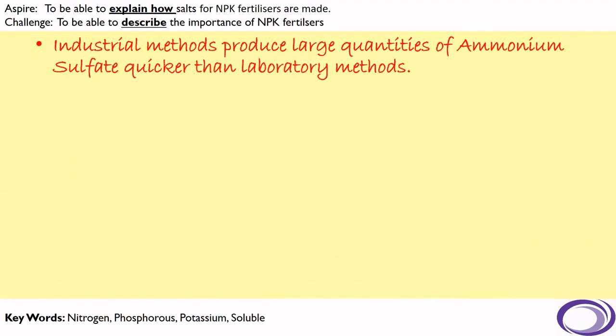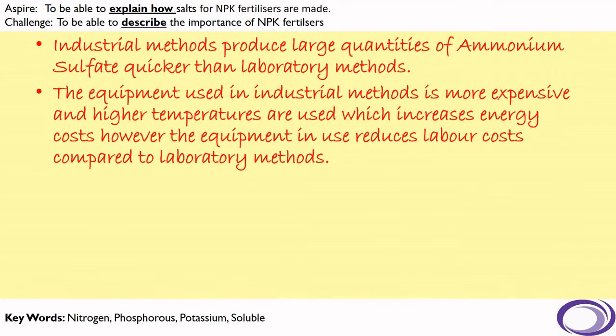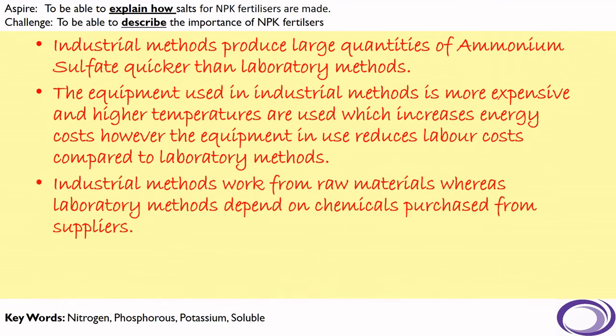Okay, so industrial methods produce large quantities of ammonium sulfate quicker than lab-based methods. The equipment is more expensive and higher temperatures are used, which will increase your energy costs. However, the equipment in use reduces labour costs compared to lab methods. Industrial methods work from raw materials, whereas lab methods depend on chemicals that have been purchased from suppliers. So you may have noticed in the industrial method we are working with materials that come from the earth, whereas in the lab method you are purchasing the acid and the ammonia ready-made from industry.